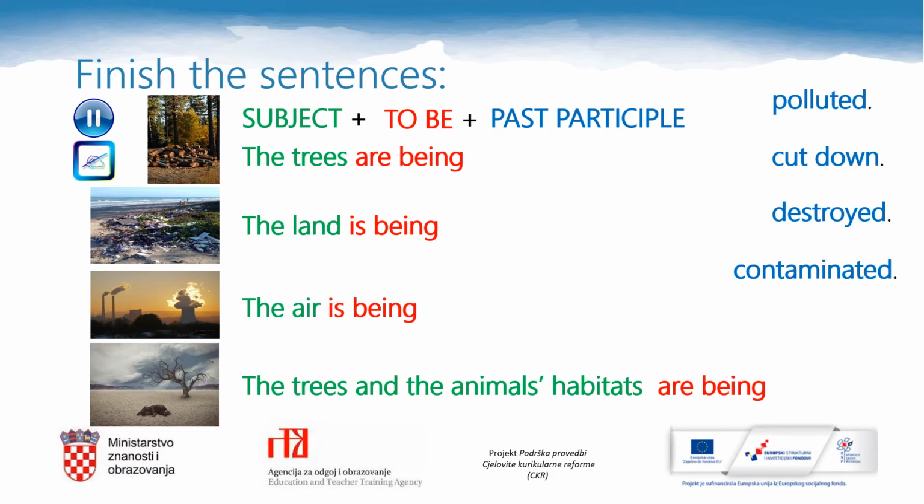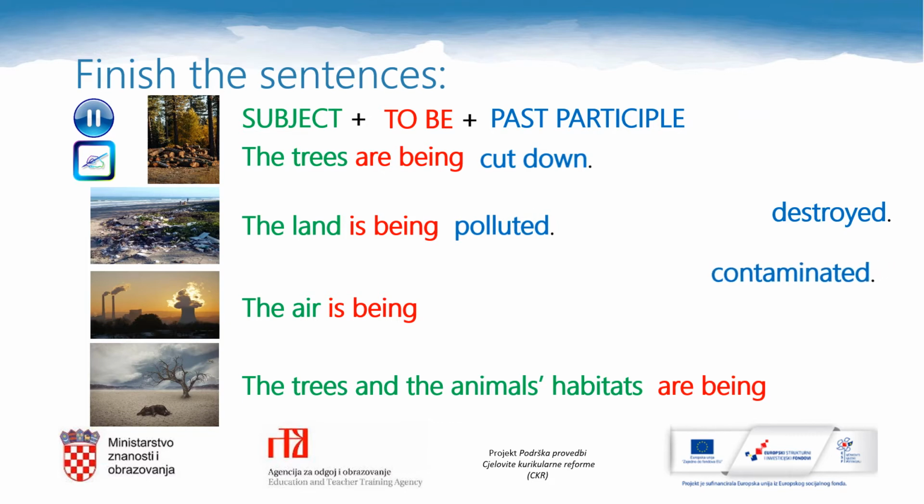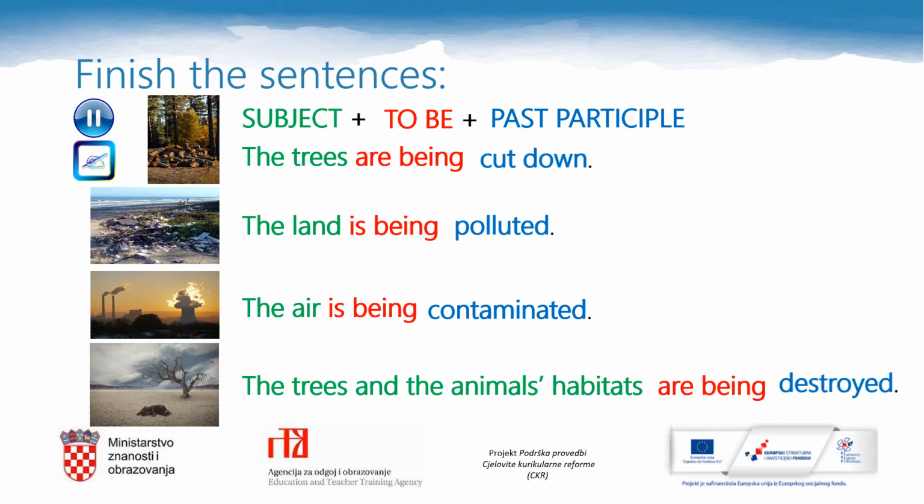Perhaps these past participles can help you. Polluted, cut down, destroyed, contaminated. So let's check. The trees are being cut down. The land is being polluted. The air is being contaminated. The trees and the animals' habitats are being destroyed. Great job! So all these problems lead to global warming.